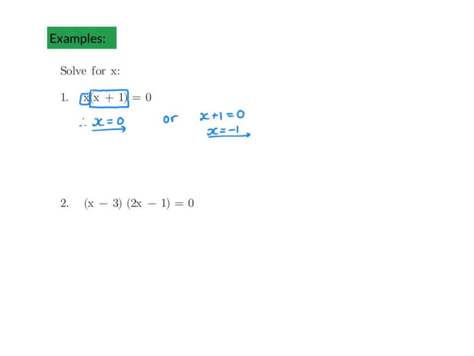Let's go on to number 2. Number 2 is also quadratic. If you think about it, if I multiplied it out, the first term when I multiplied out would be 2x squared.